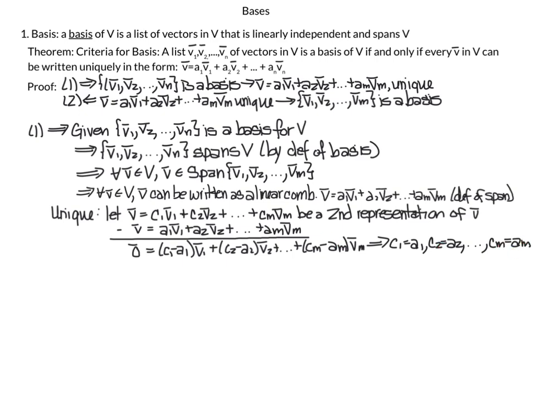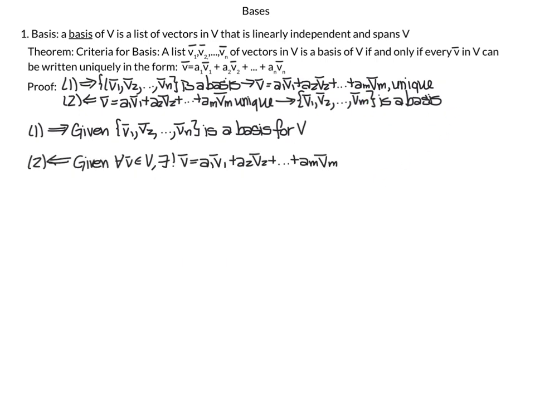And therefore, our two representations are the same, so our representation is unique. Now that we've shown this forward direction, we're going to work on the opposite direction. So we're given that there's this unique representation of V as a linear combination of our v1, v2 up to vm. So I copied that down.